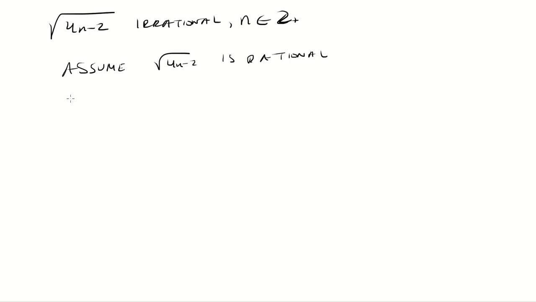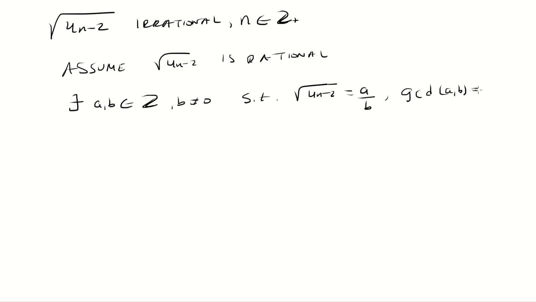So that means there exist a and b, where they're both integers and b does not equal 0, such that this can be written as a fraction, where the GCD of a and b is equal to 1. And so what this means is you took the square root of 4n minus 2 and wrote it as a simplified fraction. So a over b cannot be simplified further.